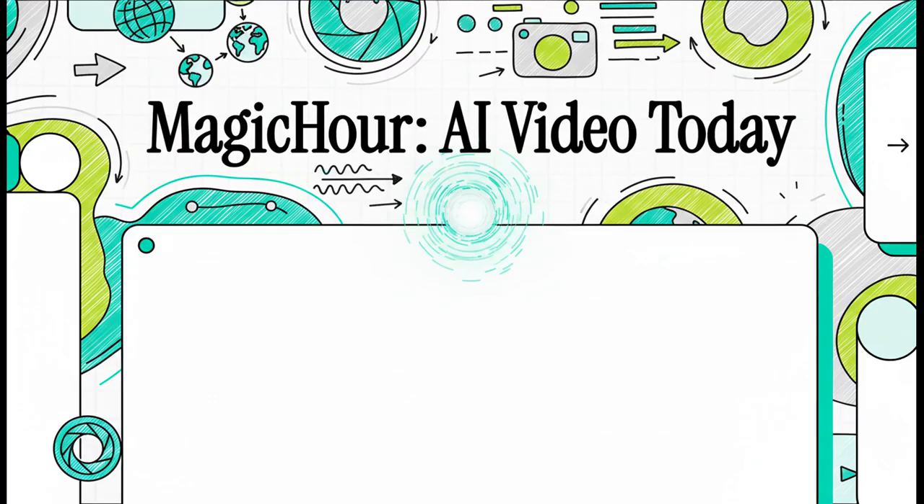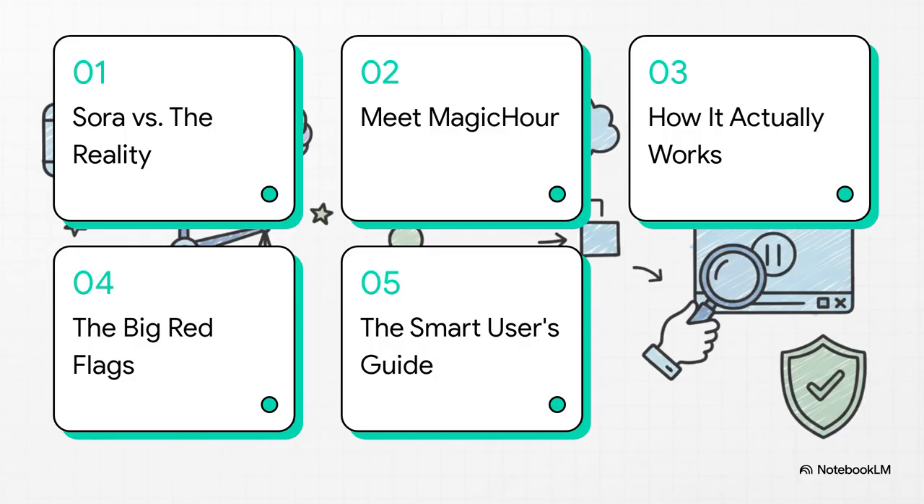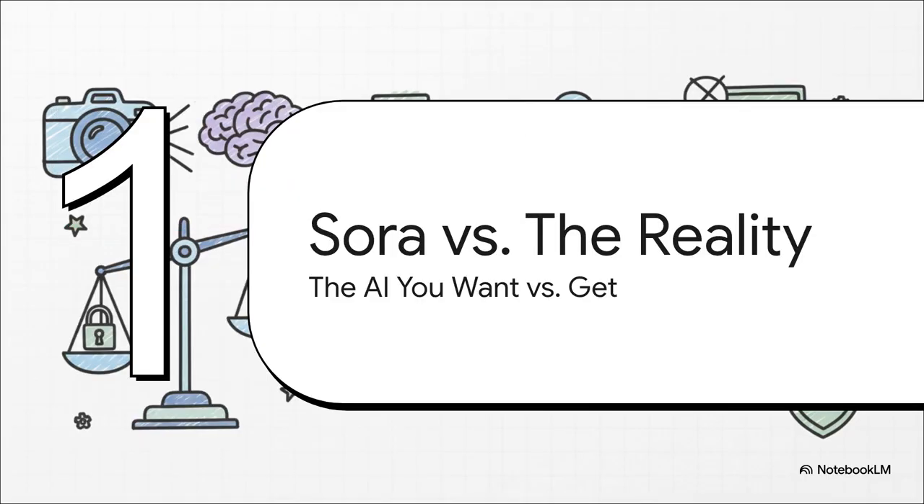So let's dive in. All right, here's how we're going to break this down. First, we're going to cut through the hype and see what's actually real today. Then, we'll get our hands dirty with a specific tool, MagicHour, and see what it can do. We'll take a quick look under the hood, but then, and this is important, we're going to hit the brakes and talk about some major red flags. And to wrap it all up, I'll give you a super simple guide for navigating this whole new AI world safely.